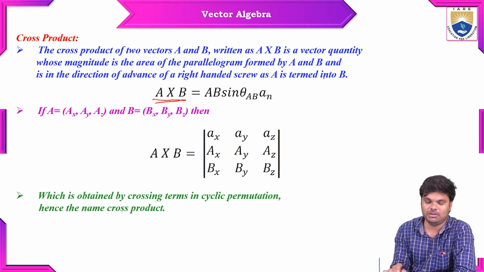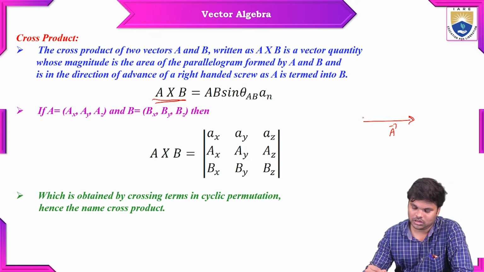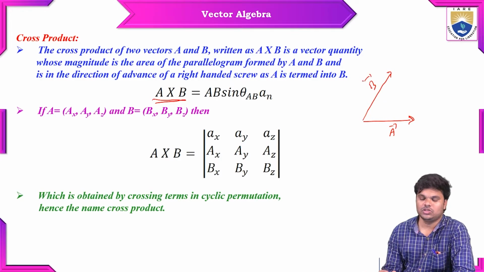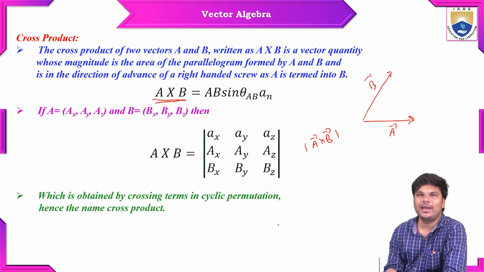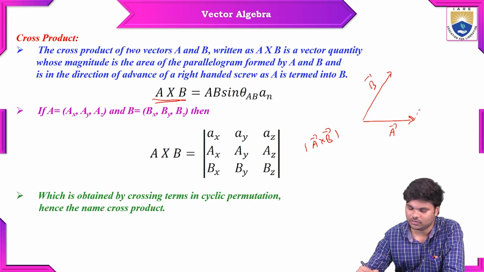So what does this physically mean? Suppose I have two vectors, and this one is A bar and this one is B bar. So what is the magnitude of A bar cross B bar here? According to the definition, it is the area of the parallelogram formed by A and B. So here we should form a parallelogram.